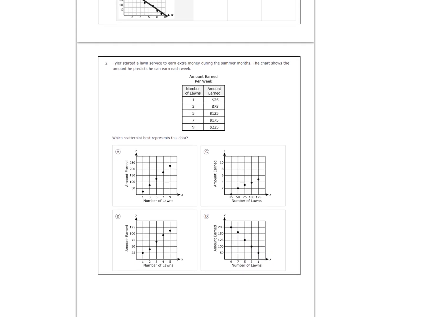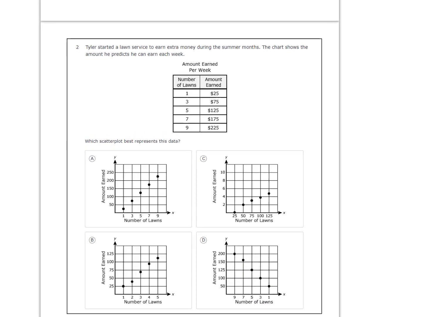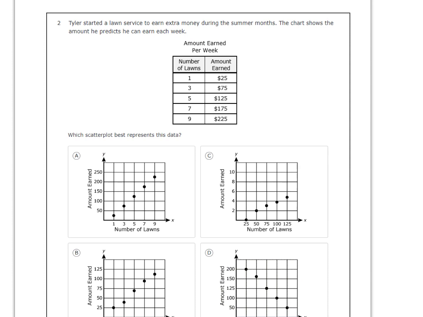Okay, Tyler started a lawn service. Okay, wanted to earn some money. And this shows the number of lawns versus the amount earned. Okay, so he mows one lawn, makes $25. And so we need 125.